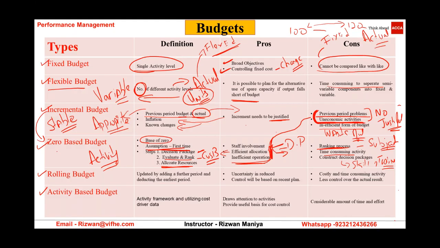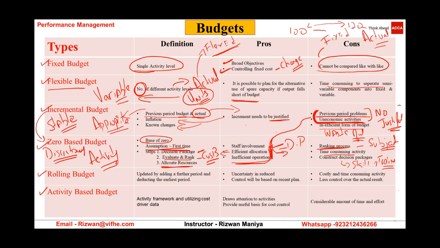Now zero-based budget is useful in case of discretionary cost. Now what is discretionary cost? Any cost that is not mandatory. Discretionary costs like marketing costs, like research and development costs. For these costs, zero-based budget is useful.